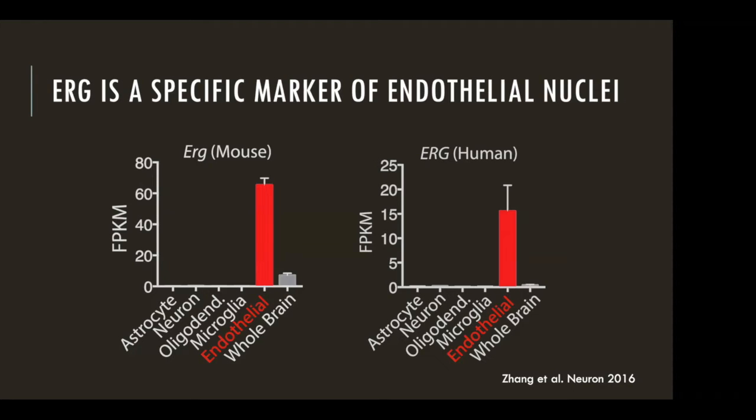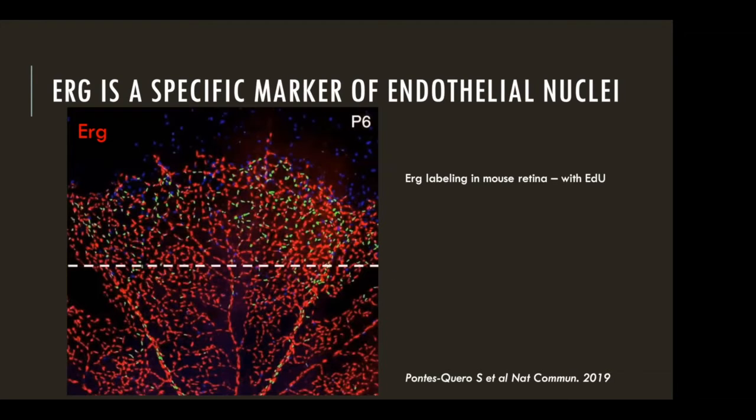The other thing I knew, because of my background in endothelial cell biology, was that in the retina, people had often used ERG as a specific marker for nuclei in endothelial structures, which are going to be very similar to the structures in the brain. And so here you can see very nice labeling with an ERG antibody, for example, in this whole mount of the retinal vasculature. So all these little red dots, those are endothelial cell nuclei. So it's really comprehensive labeling of endothelial cells.